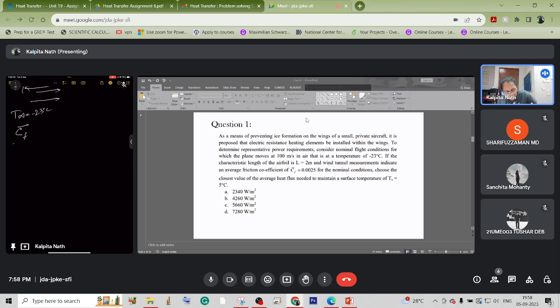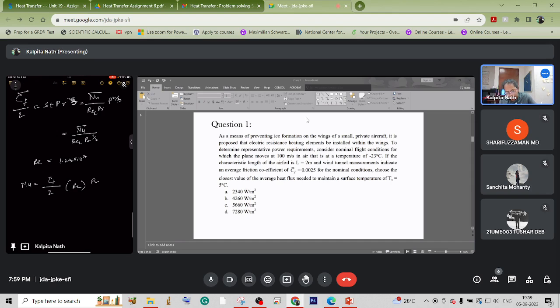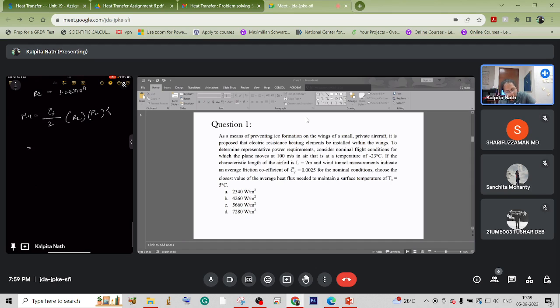So first, as I've already said, we will use the Chilton-Colburn analogy, right? So this is Stanton number into Prandtl number to the power 2 by 3. This is Nusselt number upon Reynolds number into Prandtl number, times Prandtl number to the power 2 by 3. So this becomes Nusselt number upon Reynolds number, Prandtl number to the power 1 by 3. Reynolds number, when you find it, you will get 1.23 into 10 to the power 7. Now, Nusselt number is equal to CF bar upon 2 into Reynolds number into Prandtl number to the power 1 by 3. This is 0.0025, Reynolds number is this one and Prandtl number is 0.72. So this comes out to be 13780.